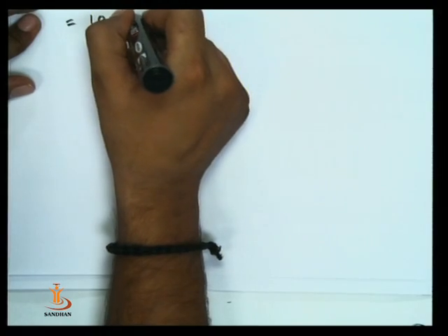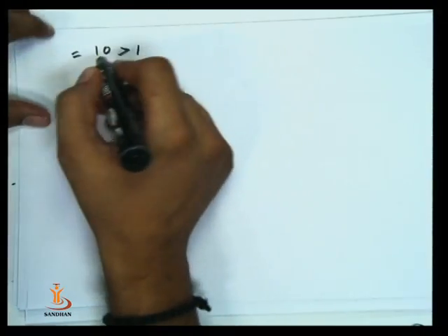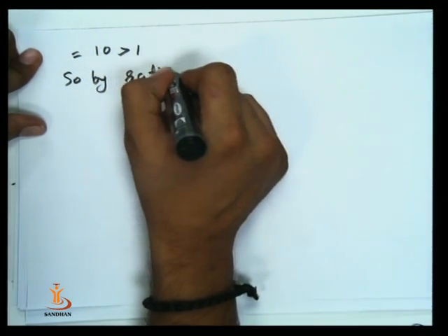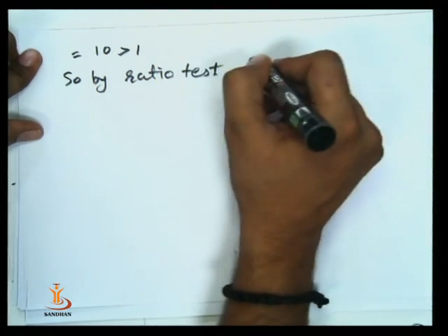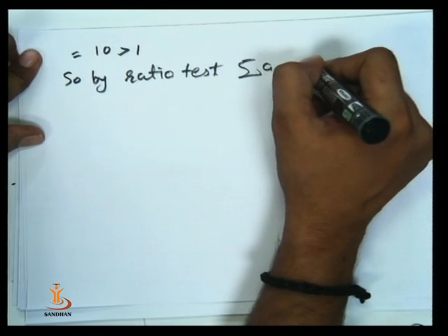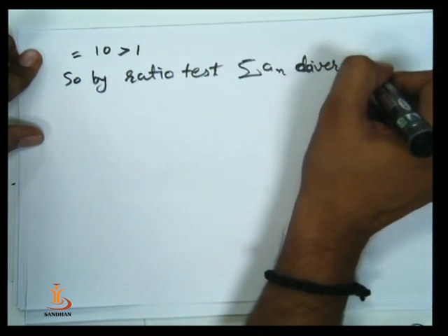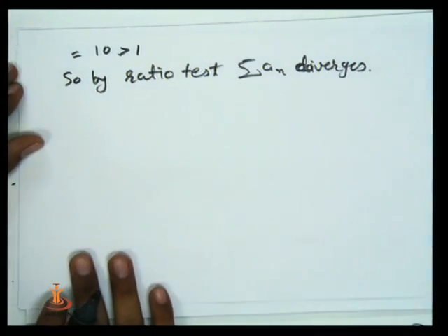Again this is greater than 1, so by the ratio test the summation of a_n diverges, because that limit is greater than 1.